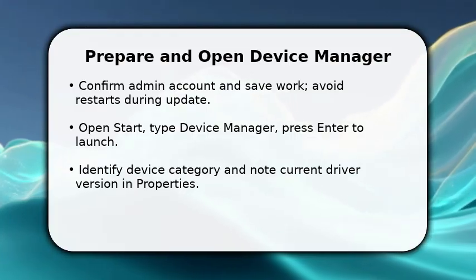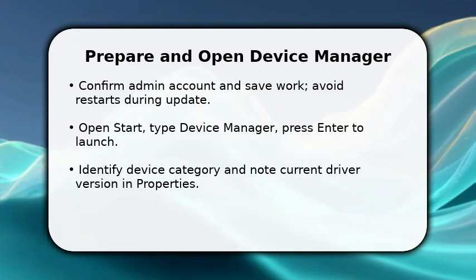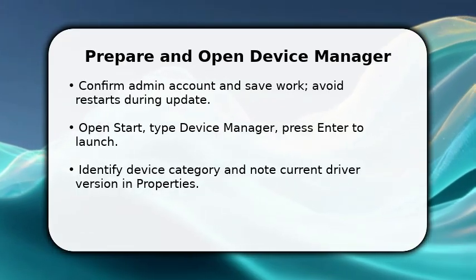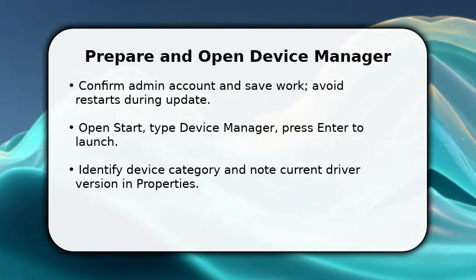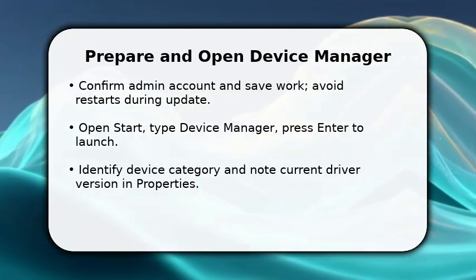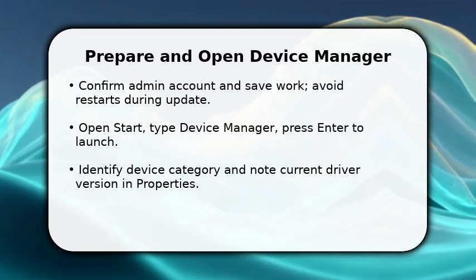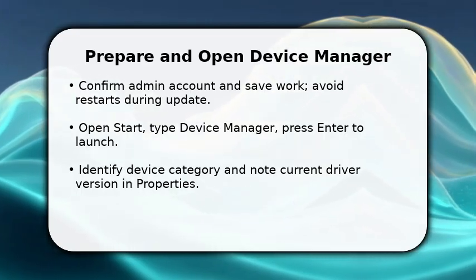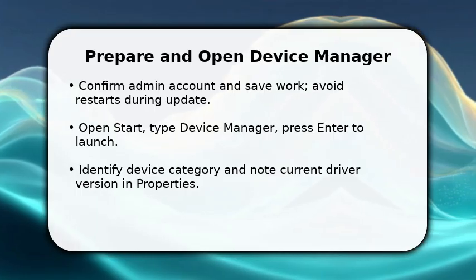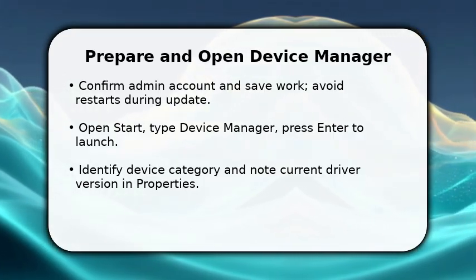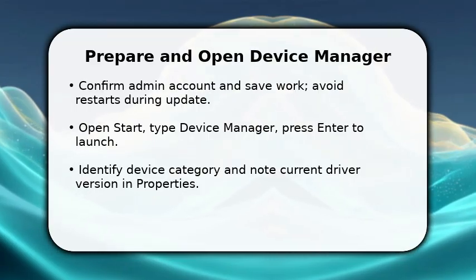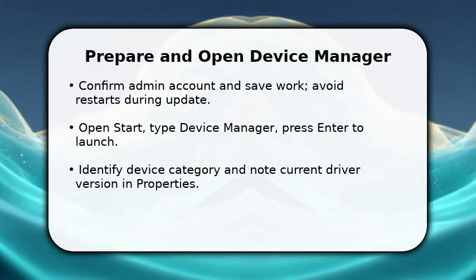You start by making sure you're signed into an administrator account and that you saved any open work. This prevents interruptions. Once done, open Start, type Device Manager, and press Enter to launch it quickly. You want to locate the device category, network, display, or sound, and right-click the specific device to inspect properties. This lets you note the current driver version and provider so you can confirm an update actually changes those values.